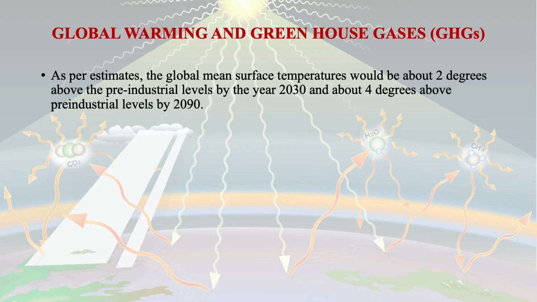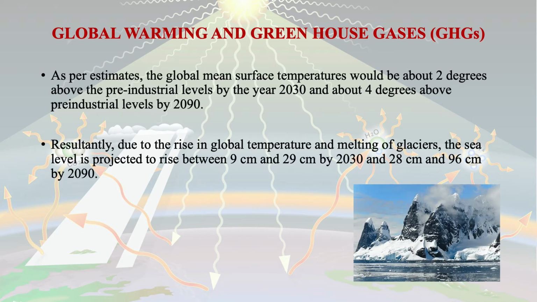As per the estimates, the global mean surface temperatures would be about 2 degrees above the pre-industrial levels by the year 2030 and about 40 degrees above pre-industrial levels by 2090. Resultantly, due to the rise in global temperature and melting of glaciers, the sea level is projected to rise between 9 cm to 29 cm by 2030 and 28 cm to 96 cm by 2090.